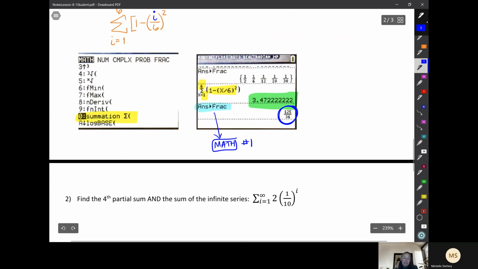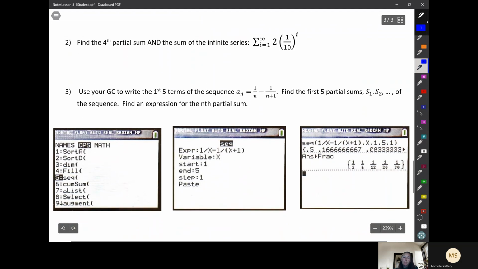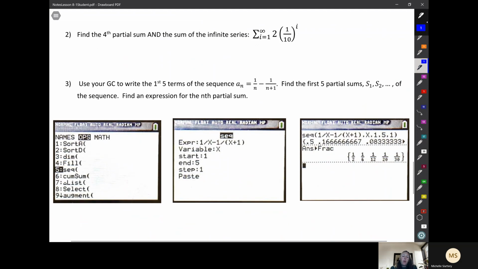All right. Example number 2. We want to find the fourth partial sum and the sum of the infinite series. Okay, so the fourth partial sum means we're going to add up the first 4 values. So we can just do this in our heads. We don't need our calculator for this one.